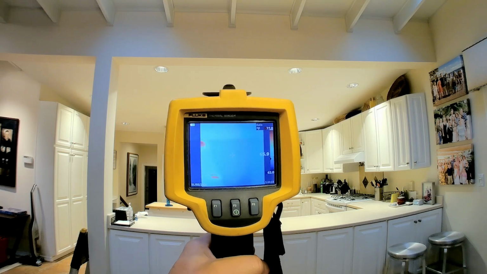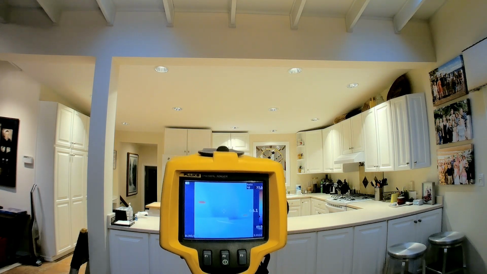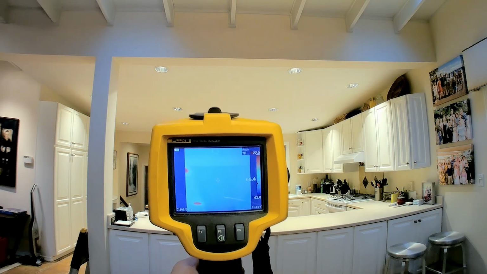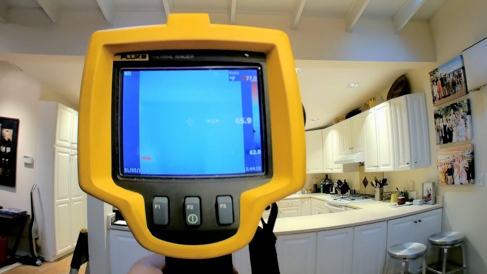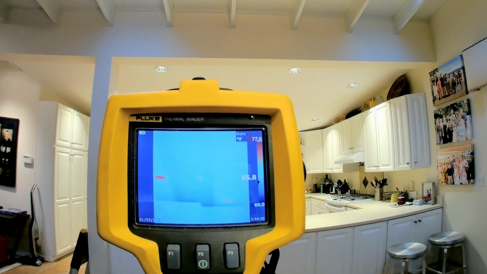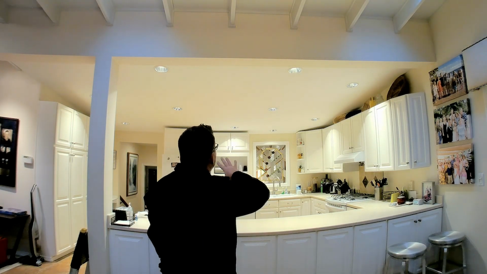There's a spot right in between those lights that goes all the way down to the cabinets, and that is a lack of insulation. So this means that in this area it's not as well insulated as the areas around it.